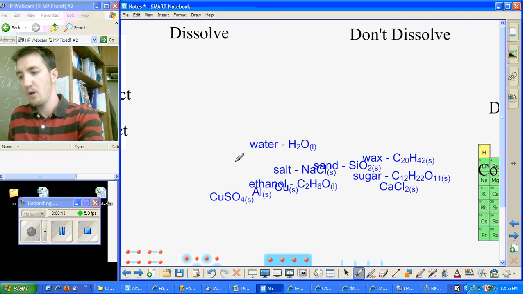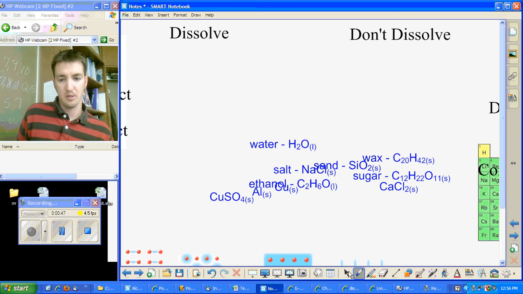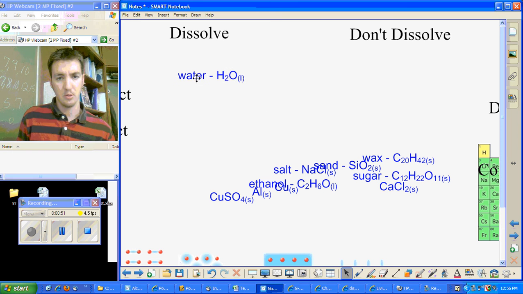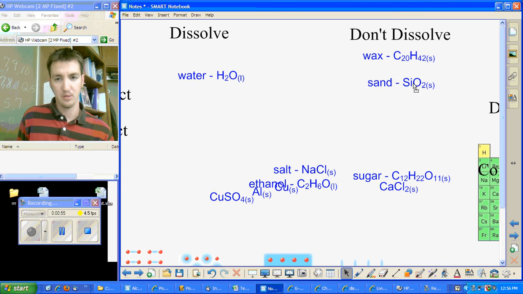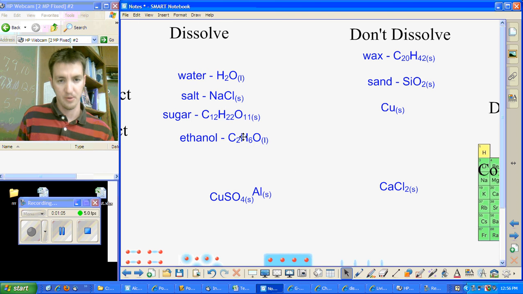So they have you start off by organizing these into which ones dissolve and which ones don't. So we can do that real quick. Wax did not dissolve, sand did not, salt did. Copper didn't, sugar did, ethanol did, aluminum did not, calcium chloride did.